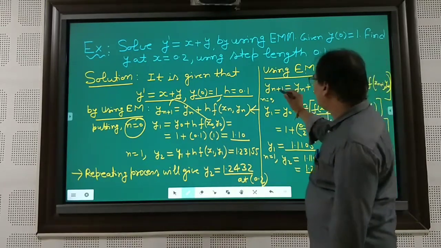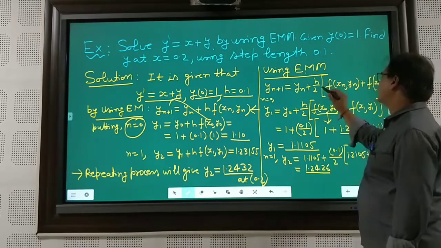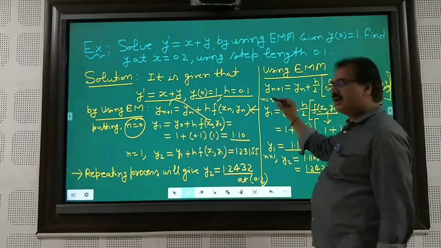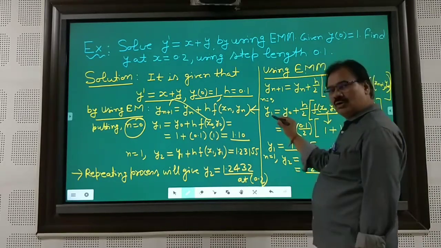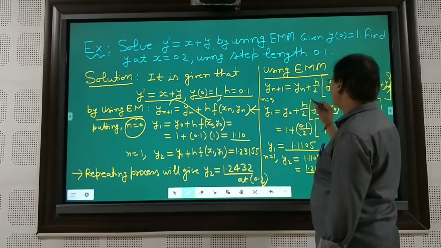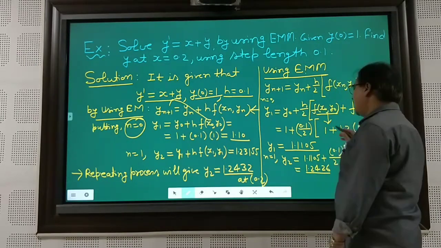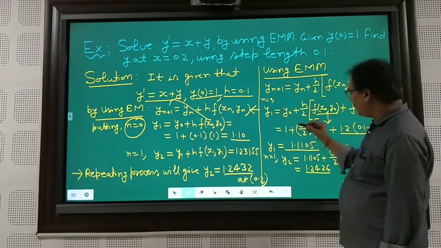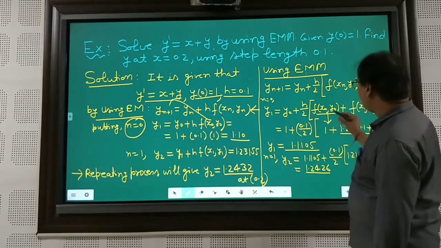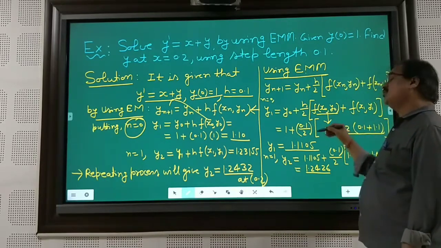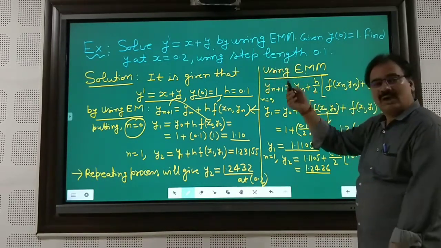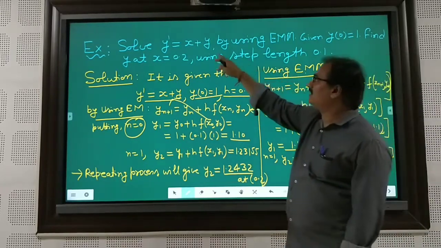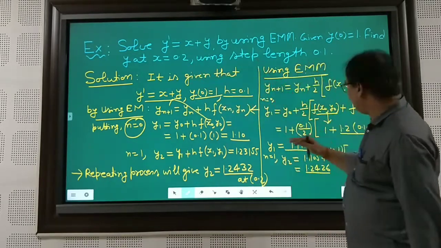So in Euler's modified method, y n plus 1 is equal to y n plus h by 2 times f of x n, y n plus f of x n plus 1, y n plus 1, and after putting n is equal to 0, you will develop the formula y1 is equal to y naught plus h by 2 times f of x naught, y naught plus f of x1, y1. Just put the value here. So y naught, as discussed, is 1, plus 0.1 by 2, and here f of x naught, y naught is again 0 plus 1, because the definition is x plus y only. This will always depend upon the definition, what is the problem given. So according to that the value will change.